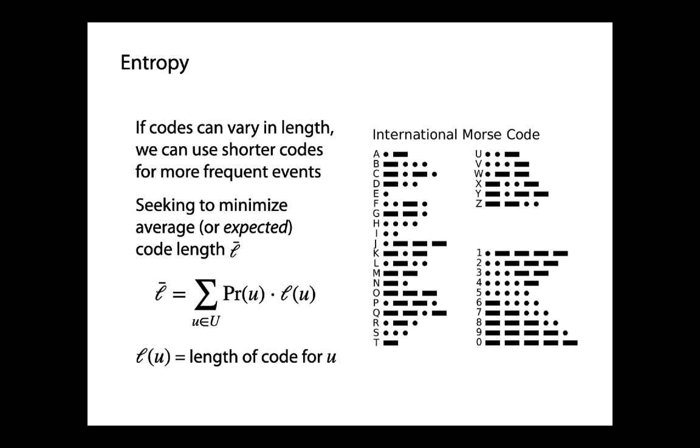I should just say briefly, Morse code has another principle at work here, which is that the space between words and the space between letters are both delimited with pauses. So that's not shown here, but there's a pause between letters and a pause between words.